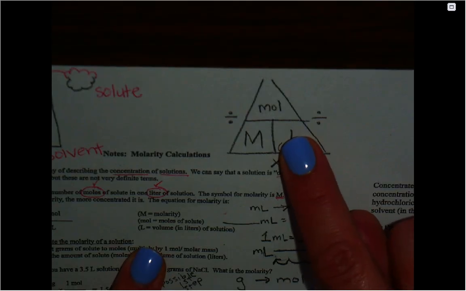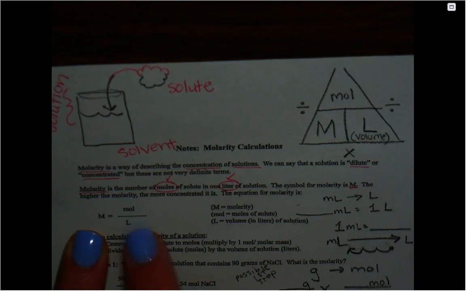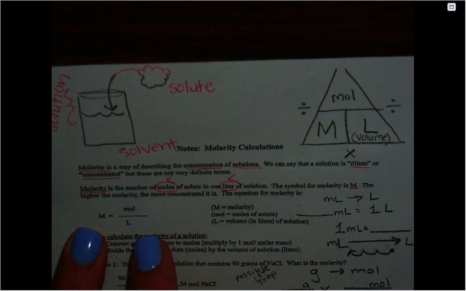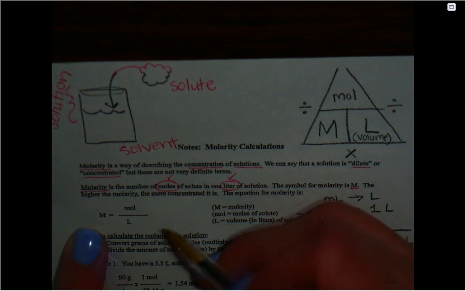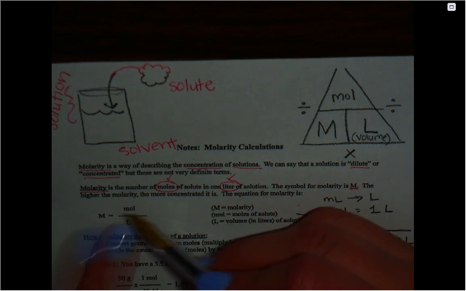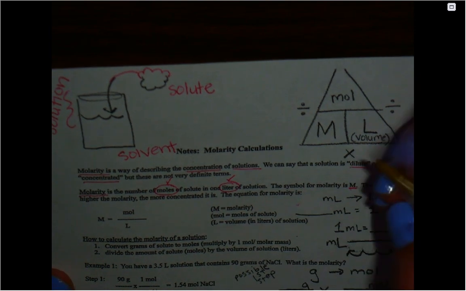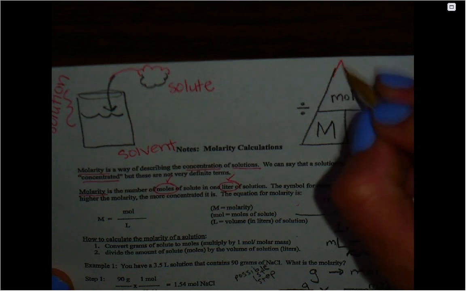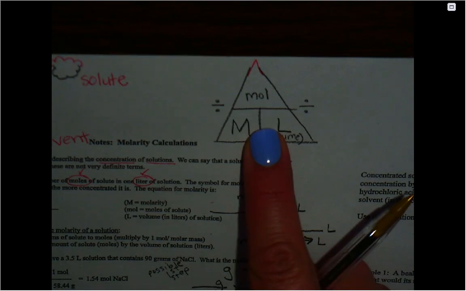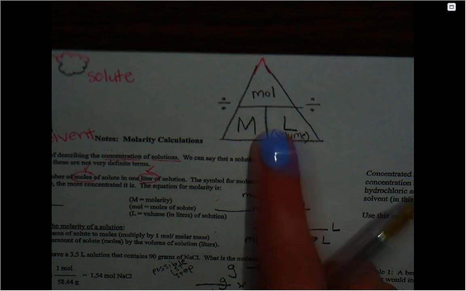Up here, I have a triangle ready to go for you. Some of us struggle with plugging in for different things, because this looks easy. You're like, okay, I just divide the two. But what if I'm solving for liters? Do you know how to do the algebra? What if I'm solving for moles? Do you know how to do that algebra? So this triangle is supposed to help alleviate some of that angst. This triangle up here is what we got when we had density formulas.